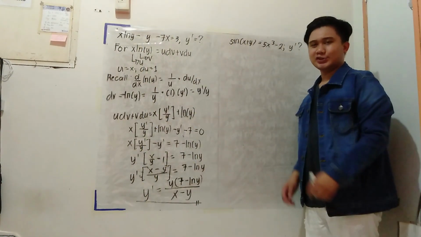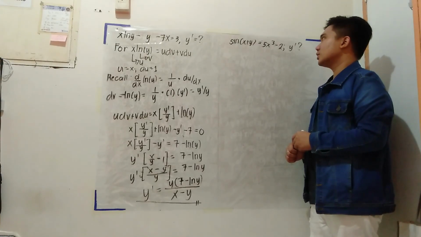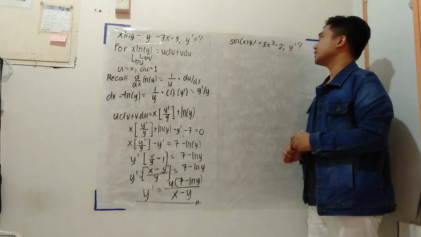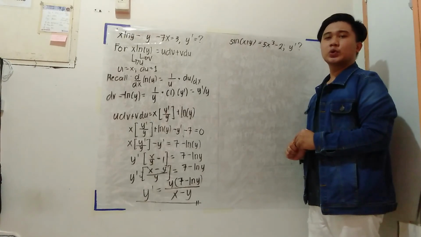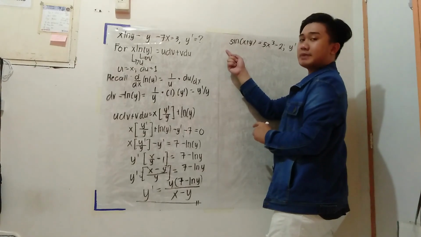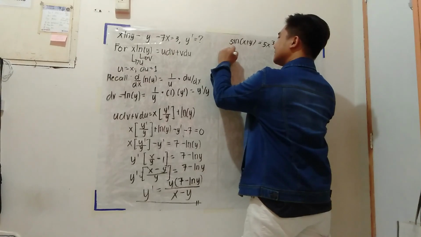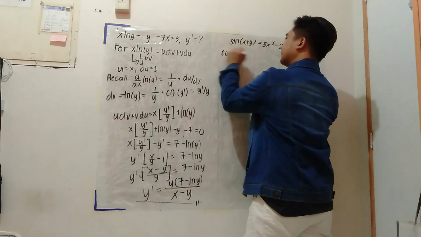Let's continue to the next example. I have here sine of x plus y equal to 5x cubed minus 2. So, again, we're going to differentiate this implicitly. So, first, sine of x plus y. Anong derivative ng sine? Cosine of x plus y.